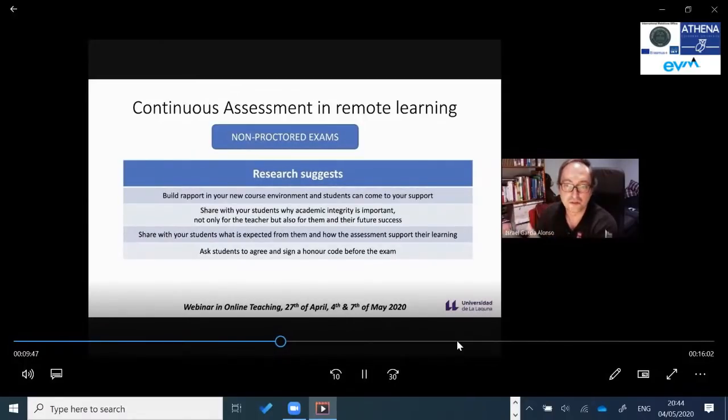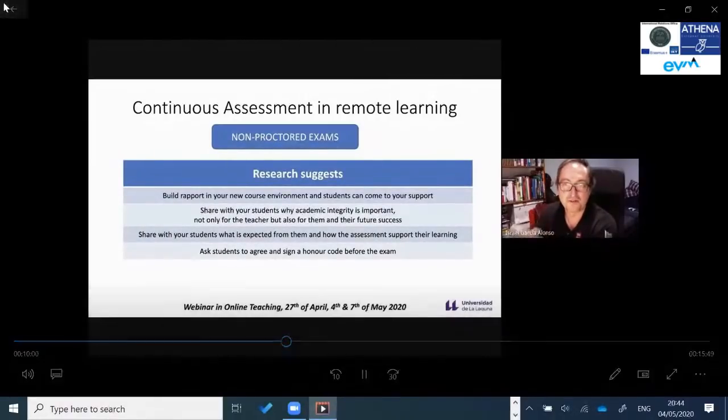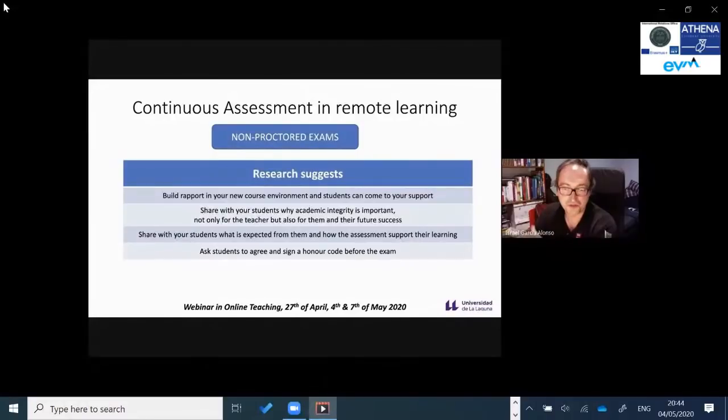a good climate, okay? The second step would be to share with your students why academic integrity is important, not only for the teacher or for the academy, but for the future, okay, and for them. The third one would be to share with your students what is expected from them and how the assessment supports their learning. And it's important that they know that the assessment is also a part of their learning, not something to check the knowledge, okay?